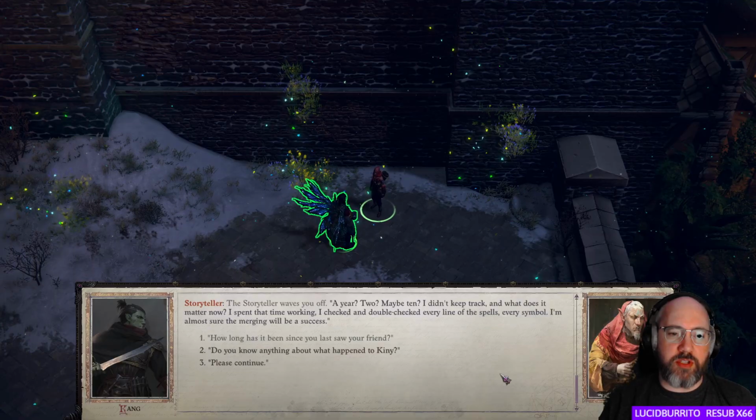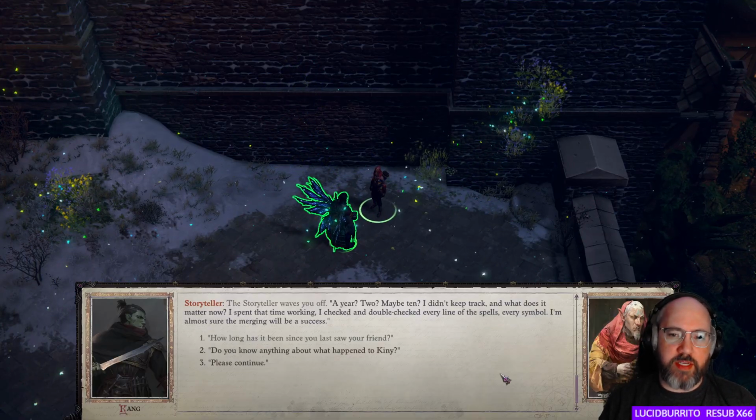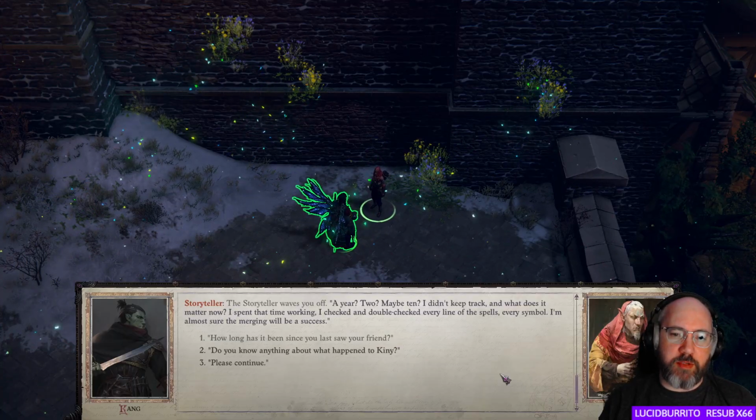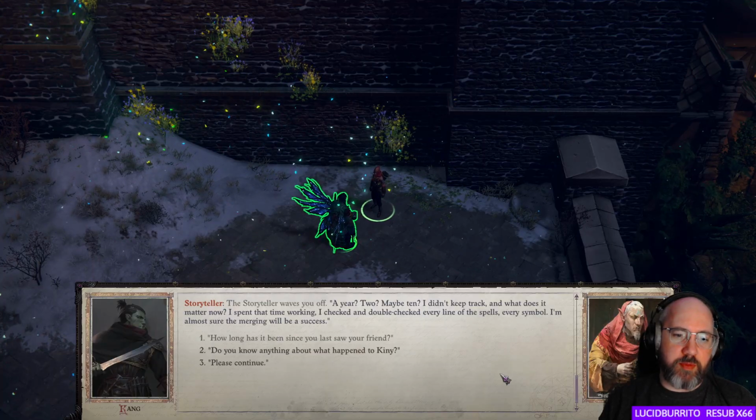How long has it been since you saw your friend? A year? 2? 10? I didn't keep track. And what does it matter now? I spent all of my time working. I checked and double-checked every line of the spell, every symbol. I'm almost sure the merging will be a success.